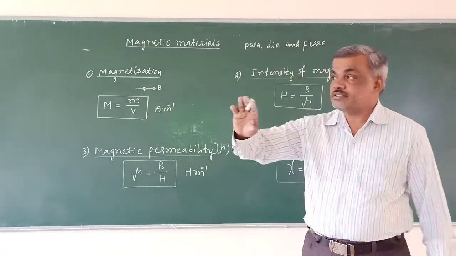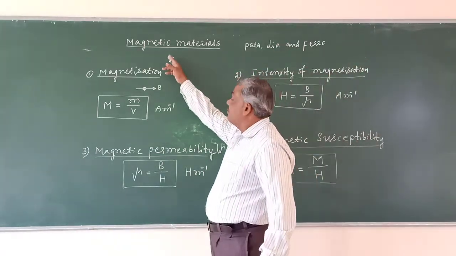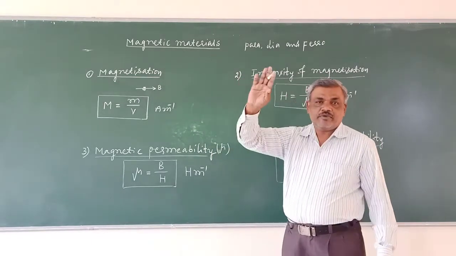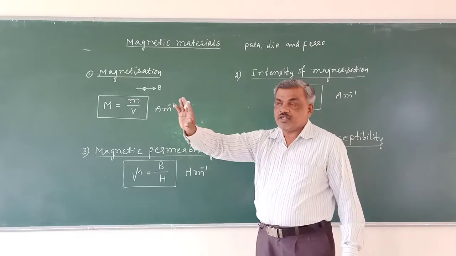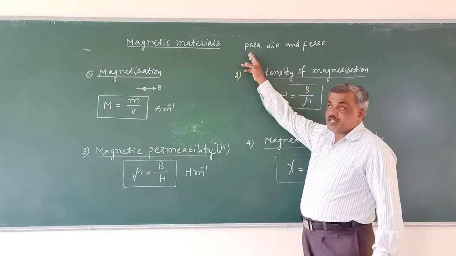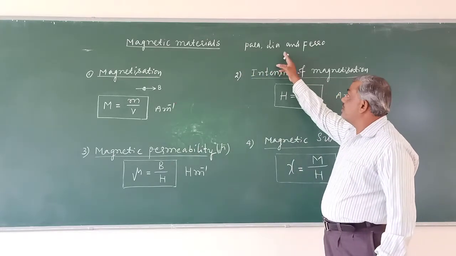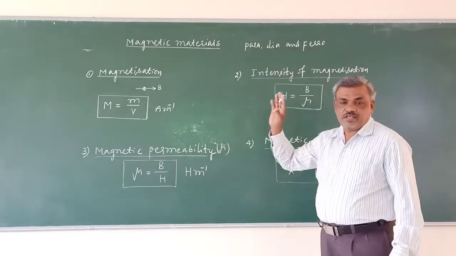So today's class: magnetic materials. Magnetic materials are classified into three important types of materials: paramagnetic material, diamagnetic material, and ferromagnetic material.